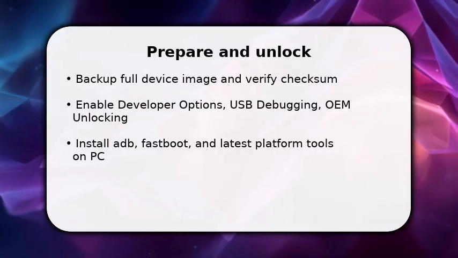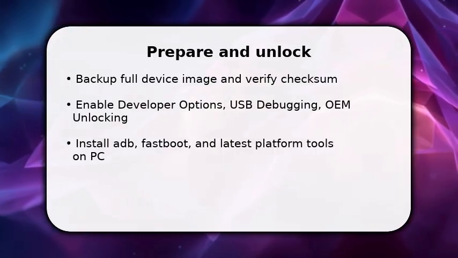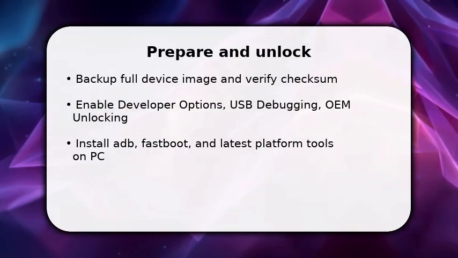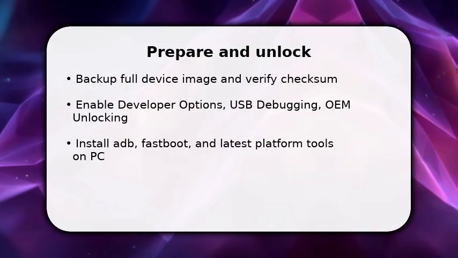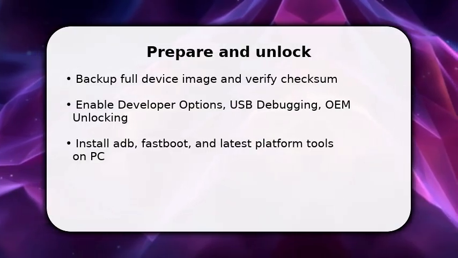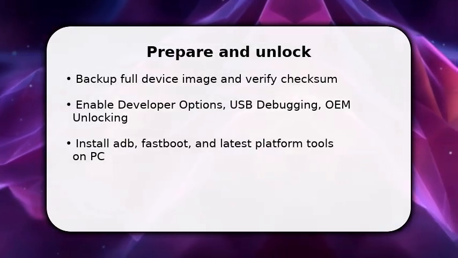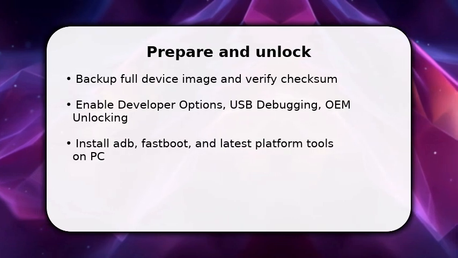On your PC, install Android platform tools with adb and fastboot, confirm the device is recognized with adb devices, and reboot to bootloader with adb reboot bootloader. Once in bootloader, make sure the unlock command is allowed before proceeding. This prevents soft bricking later.